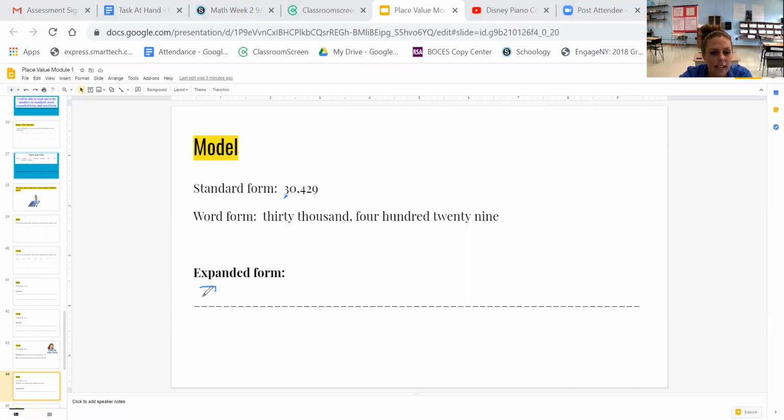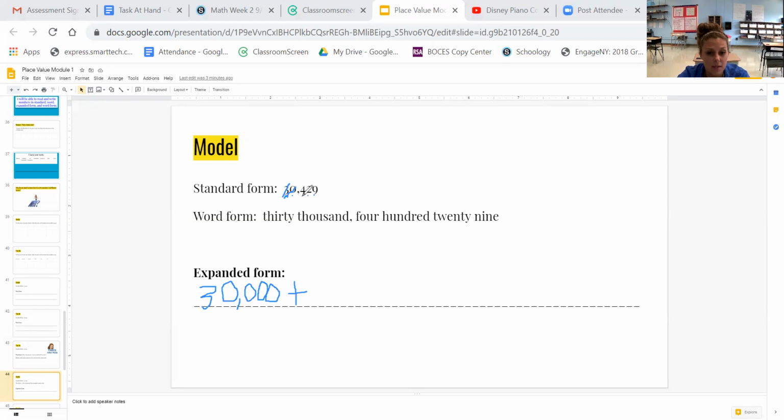I have 3 in the 10,000s place. How many zeros would go after that? 1, 2, 3, 4. So I would fill in, sorry, I'm left-handed and I'm using the mouse on the right, 4 zeros. Next, I'm going to my next biggest place value, the thousands place. Technically I could write in 4 zeros, but we know 0 is 0. So I'm not going to write in anything.